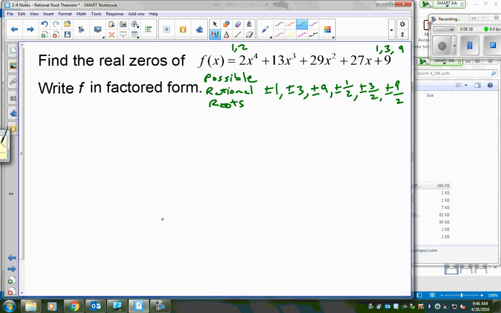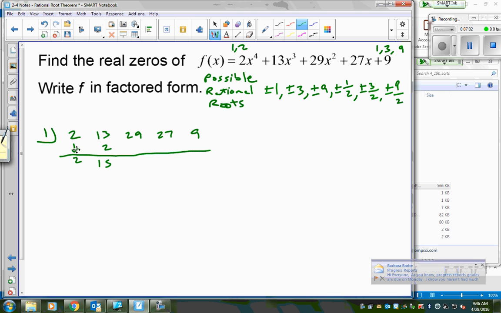The 9 halves or the 1? That's what I would choose. So put the 1 there. Put your coefficients: 2, 13, 29, 27, and 9. By the way, it's a degree 4 polynomial, so we should have 5 numbers in our expansion, right? And we do, so we don't have any need for any zeros. All right. Try this. 2, multiply, add, multiply, plus 1, add, 3, 4.